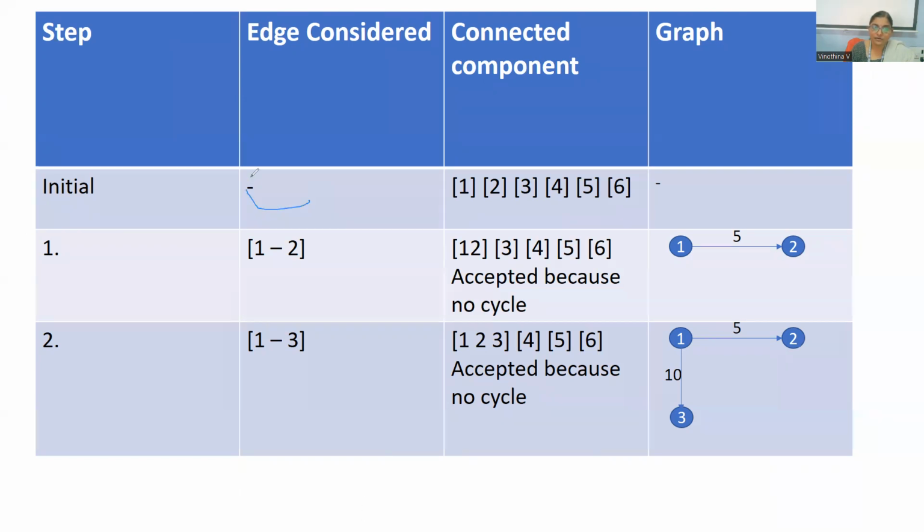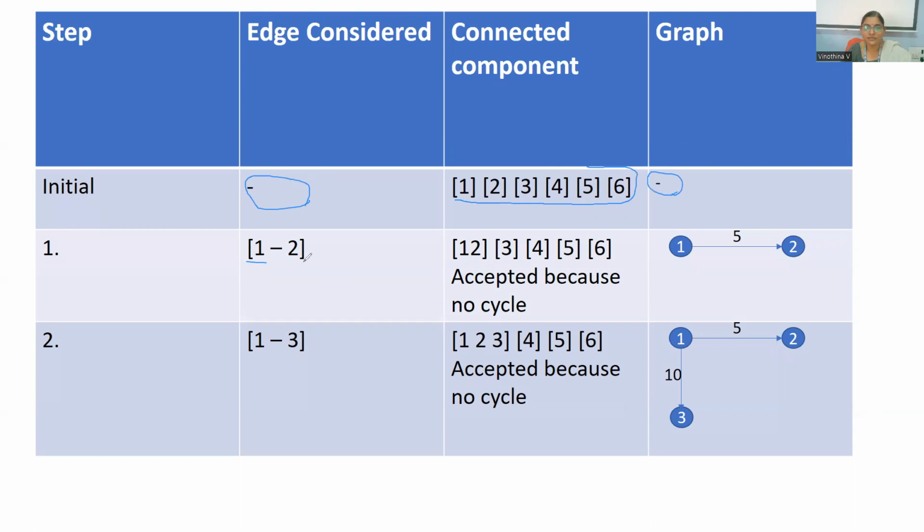Initially the edge set is empty, and all the vertices are individual connected components. At the end of the algorithm, we will get only one connected component. At the initial stage, all are individual components. So the graph is empty, the spanning tree is empty.